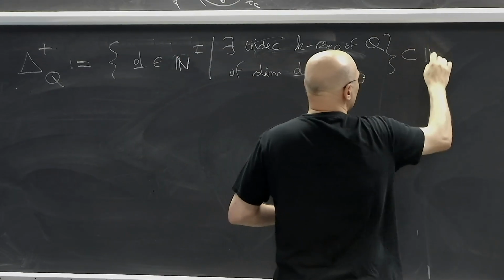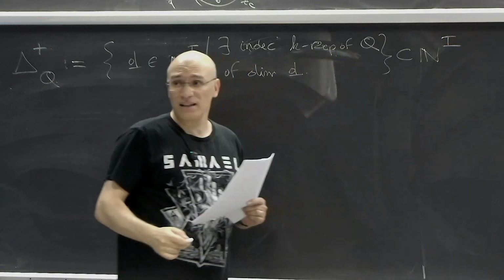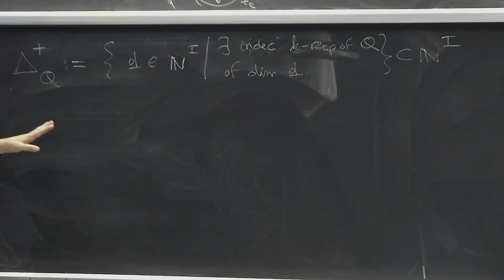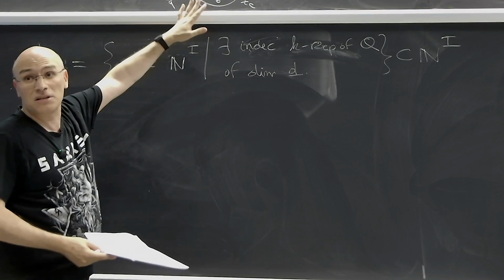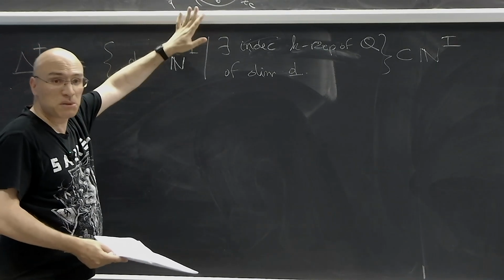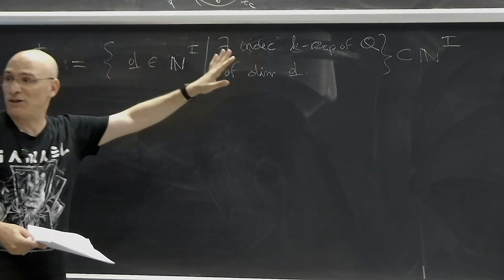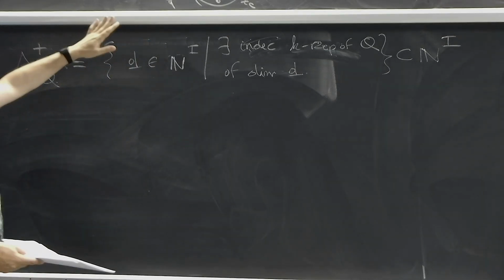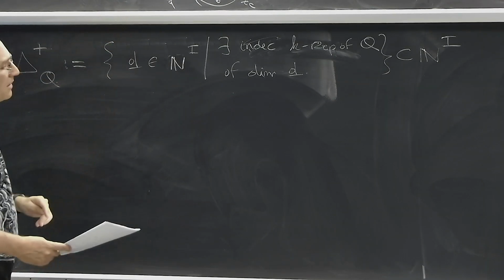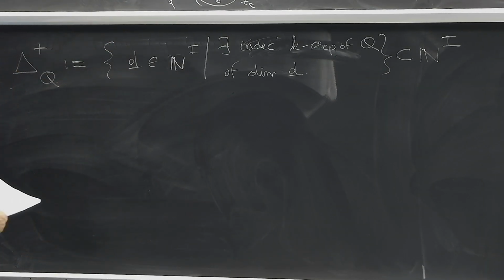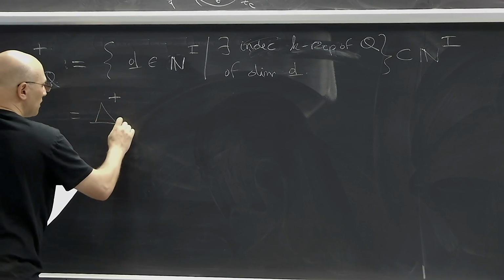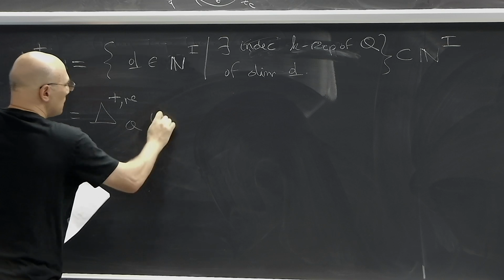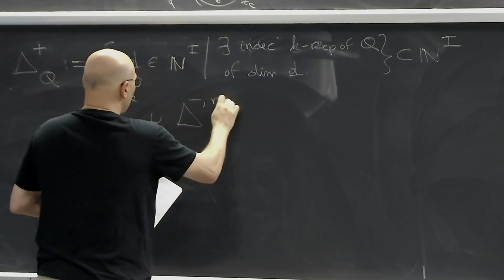Okay, and this is inside N^I. So I'm looking at all dimension vectors for which there exists an object in this abelian category which is indecomposable, by which I mean it's not a direct sum of several proper sub-representations. All right, and then this decomposes into what I will call the real part and the imaginary part.